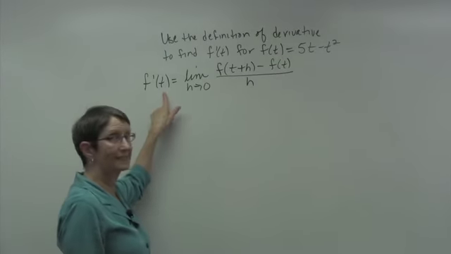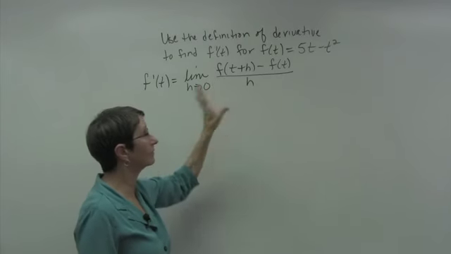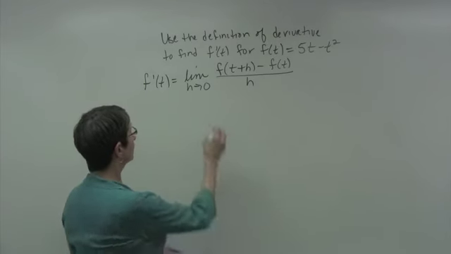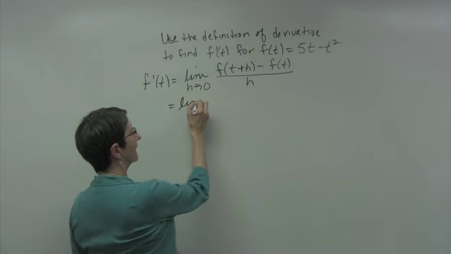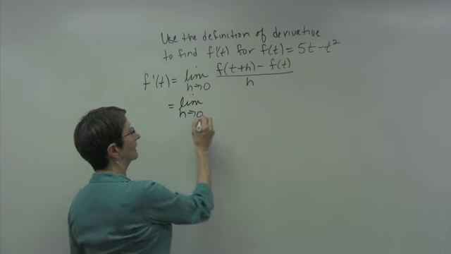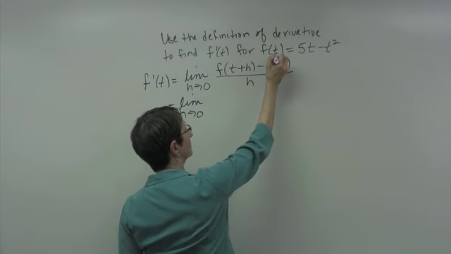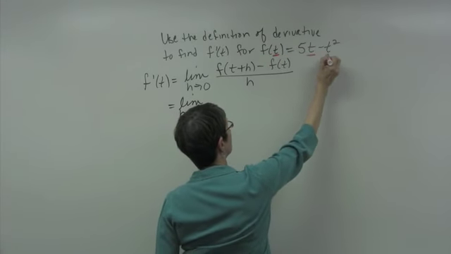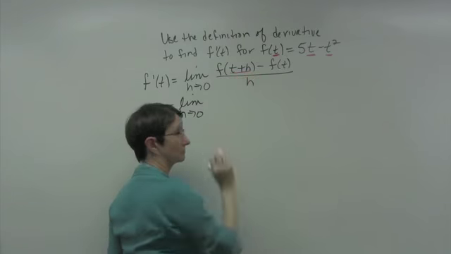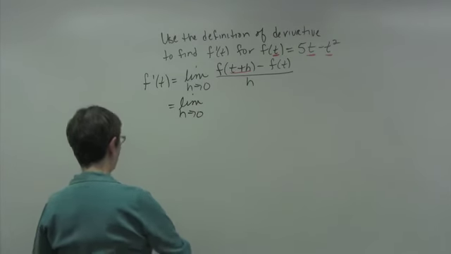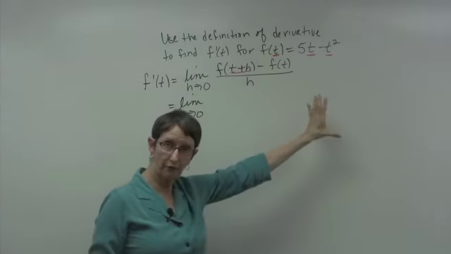You usually will see, instead of t, you'll see an x. For our problem, we have a t for the variable. So let's plug this in. Limit as h approaches 0. f of t plus h says wherever there is a t in the problem, put t plus h. So we are putting that into the formula.